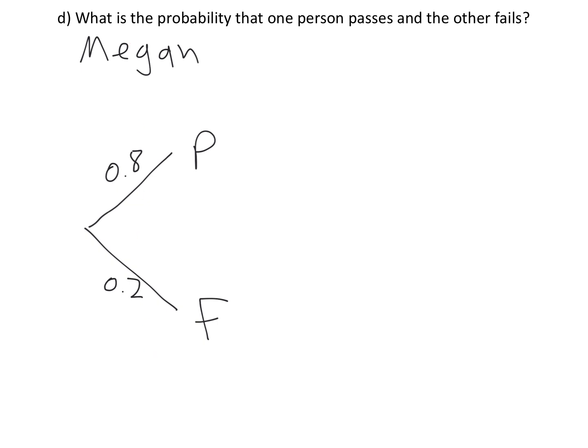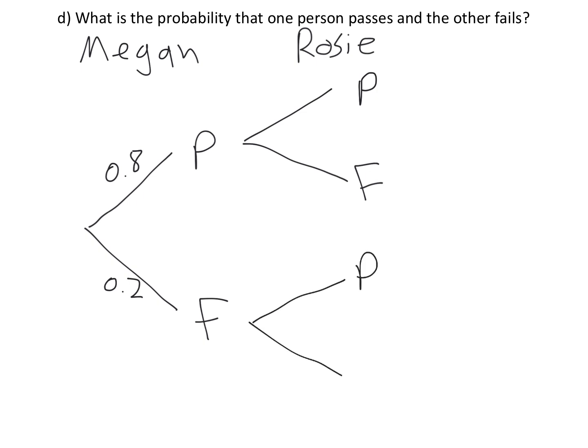The second event would be Rosie. Now, if we follow the tree diagram, we've got the possibility that Megan passes and then Rosie also passes, or Megan could pass, but then Rosie could fail. Okay. The other alternative is that Megan doesn't pass, Megan fails. But if Megan fails, Rosie can still pass, or she can fail.